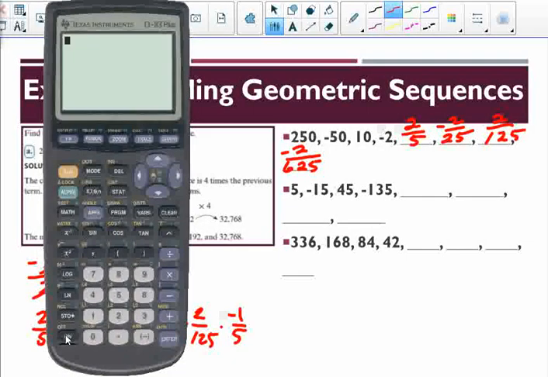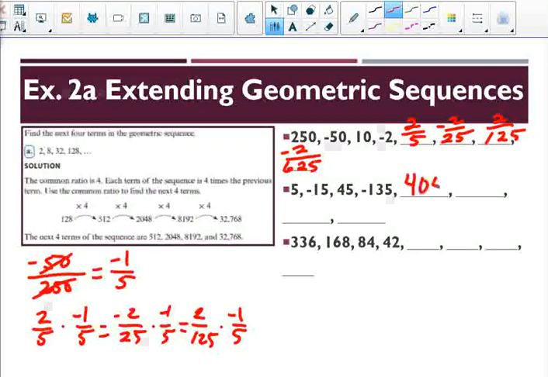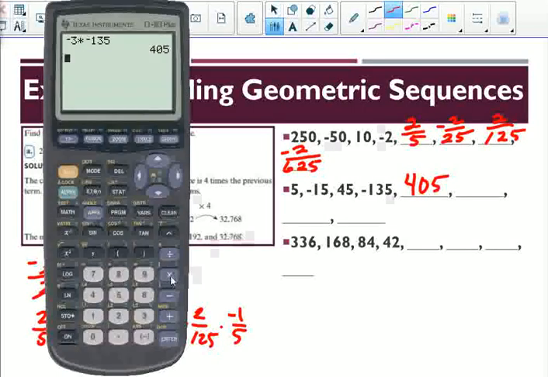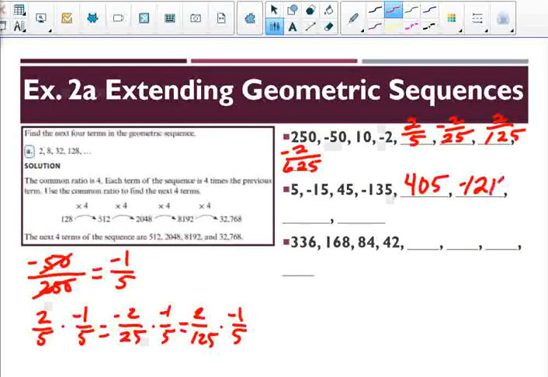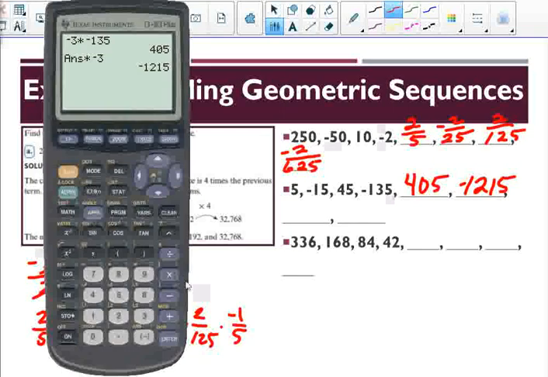So I get my calculator out. I have a negative 3 times a negative 135. That will give us an answer of 405. So I'm going to put 405 here. Then I take that 405 and multiply it by a negative 3 again. When I do that, you get negative 1,215. And then I take the negative 1,215, multiply it by a negative 3, and that gives us 3,645.